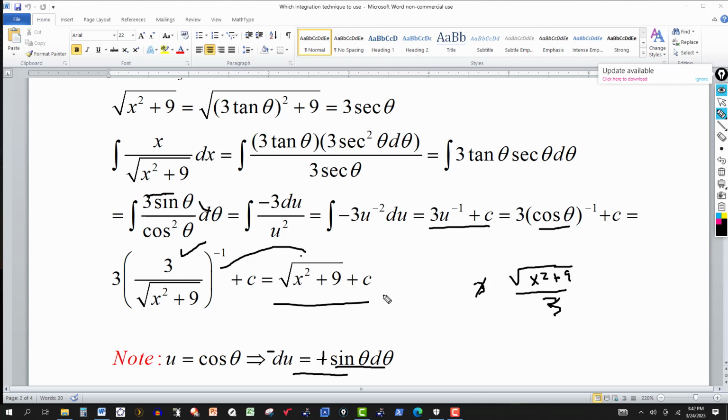But you can see the difference in this case. If you have a choice, you want to take the easier route.